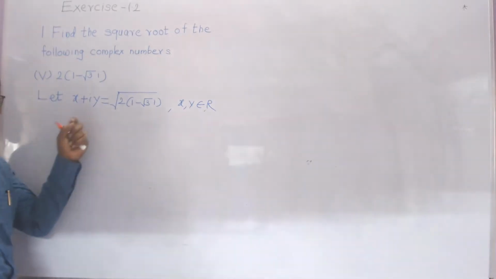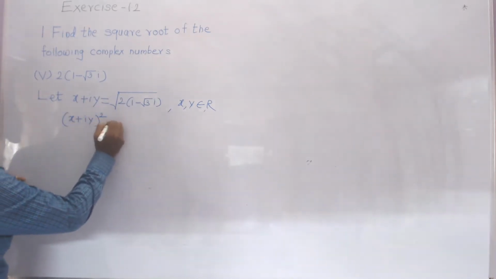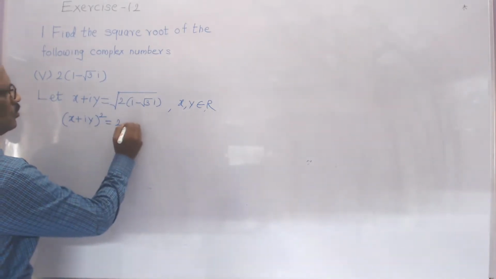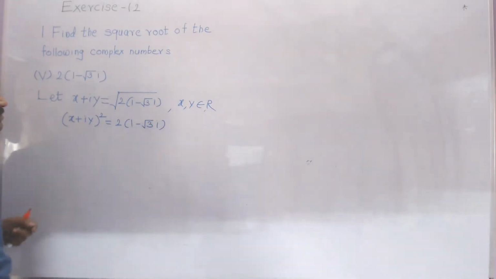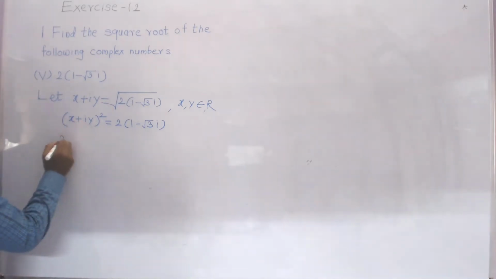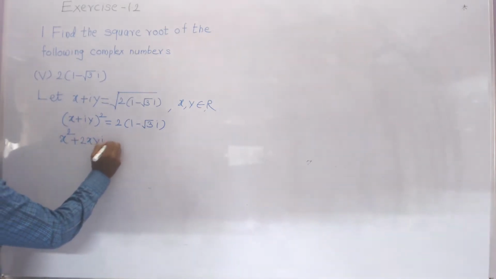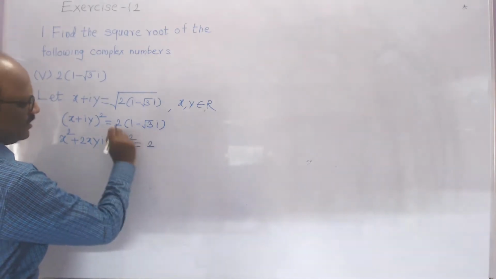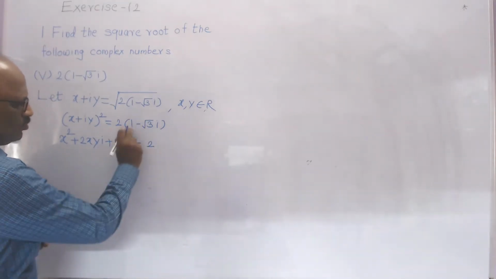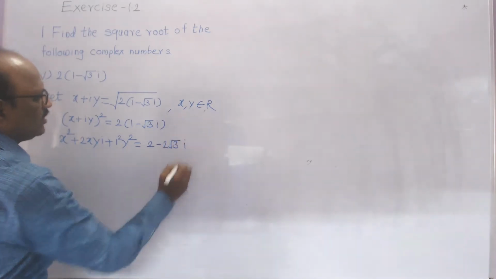Again squaring on both sides, you will get x plus iy, whole square, is equal to 2 in bracket 1 minus root 3i. Next we will expand this, therefore you will get x square plus 2xyi plus i square y square, and that is equal to, now multiply this 2 with the 1 and root 3, therefore you will get 2 minus 2 root 3i.